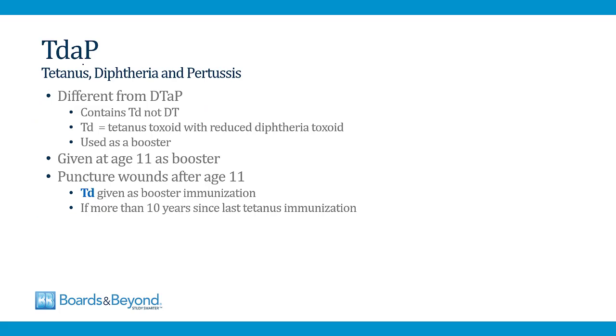The last vaccine we'll discuss in this video is the Tdap vaccine. Tdap stands for tetanus, diphtheria, and pertussis. And this is different from the DTP vaccine we talked about earlier, even though it protects against the same infections. What's different about Tdap is that it contains Td, not DT. Td is tetanus toxoid with a reduced diphtheria content. That's why it's got a lowercase d in it. And because it has less diphtheria content, it's used only as a booster, not as an initial vaccination.